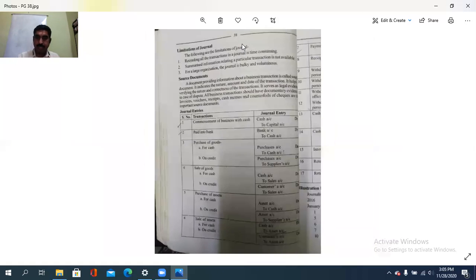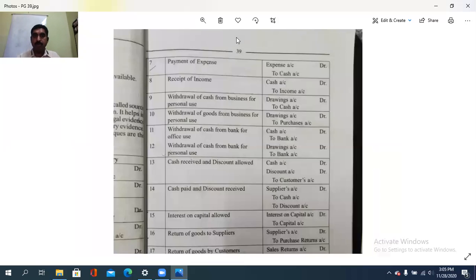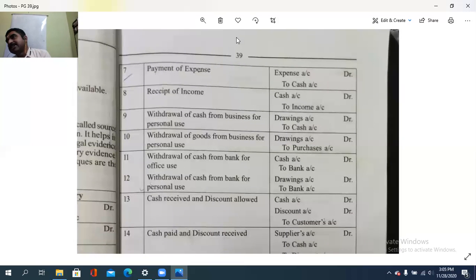That is the case. Then the next step, payment of expense. Expense account debtor to cash. So what is a nominal account? Debit all expenses and losses and credit all incomes and gains. So debit all expenses.